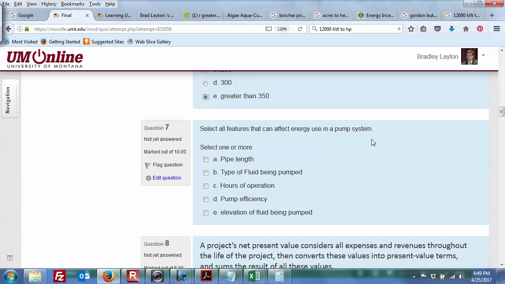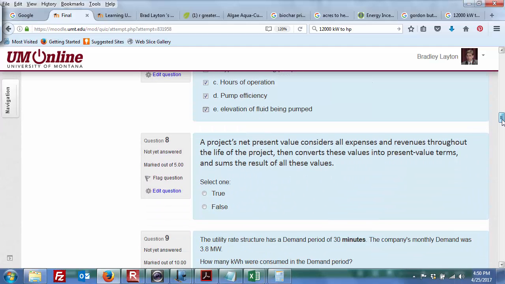Okay, select all features that can affect energy use in a pump system. So the pipe length, sure. Type of fluid, absolutely. Affect energy use. Well, the longer you use it, the more energy. Pump efficiency. Elevation of fluid, I think they're all there. Okay. Project's net value considers all expenses and revenues throughout the life. True.